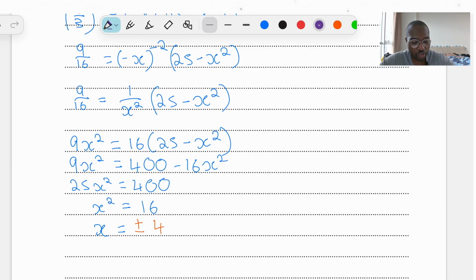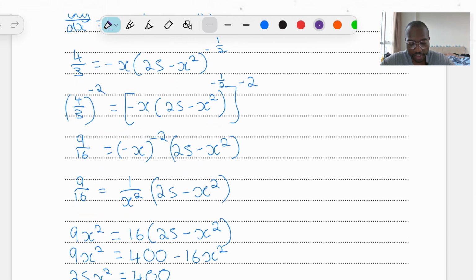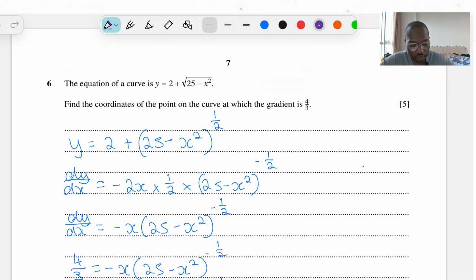You may think to just work out both those values, but you've got to be careful, because one of those values could lead to an extraneous solution. Over here it says find the coordinates of the point on the curve at which the gradient is 4 over 3. It just says the point, it doesn't say points. There's only one point where it's going to have a gradient of 4 over 3. So if you were to work out both of them, you would probably lose some marks here. We actually only want 1 point. So even though we've got plus or minus 4, one of those is most likely going to be an extraneous solution, so we need to disregard it.